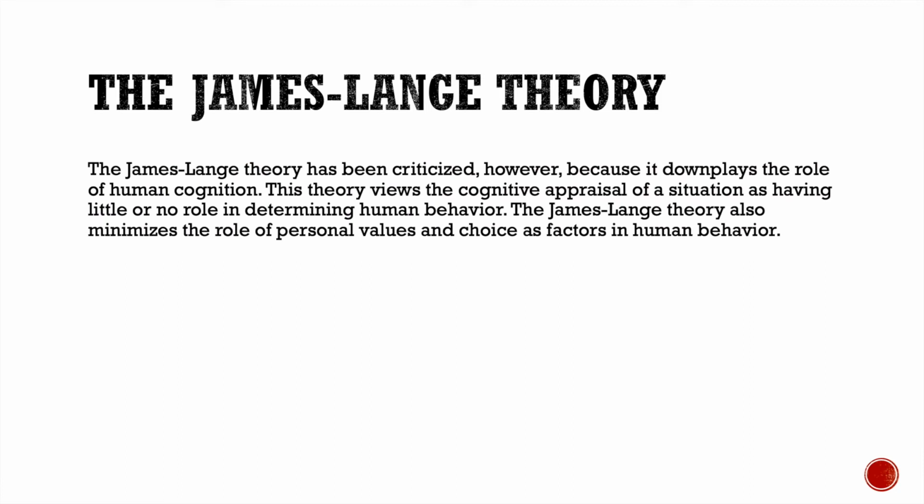The James-Lange theory has been criticized, however, because it downplays the role of human cognition. This theory views the cognitive appraisal of a situation as having little or no role in determining human behavior. And the James-Lange theory also minimizes the role of personal values and choice as factors in human behavior.